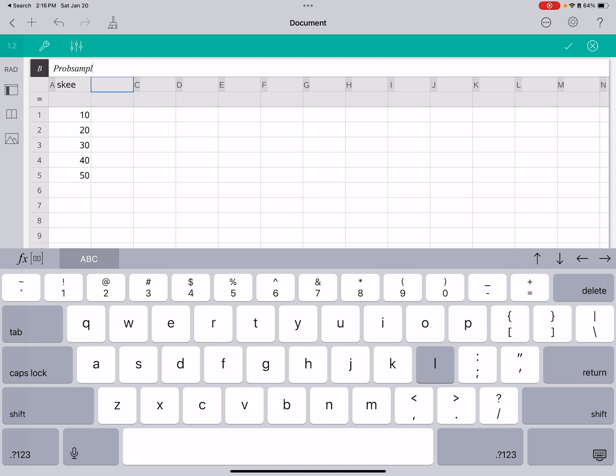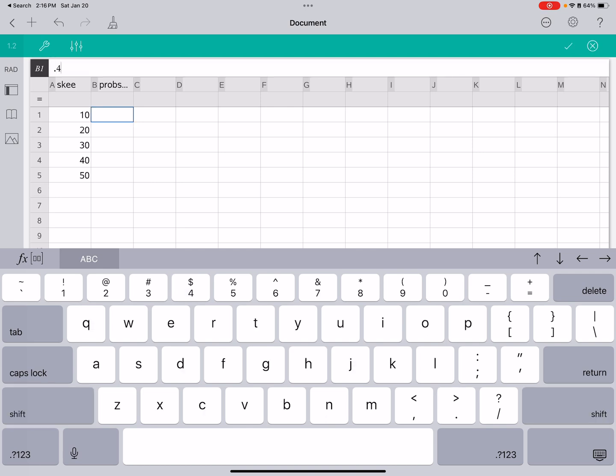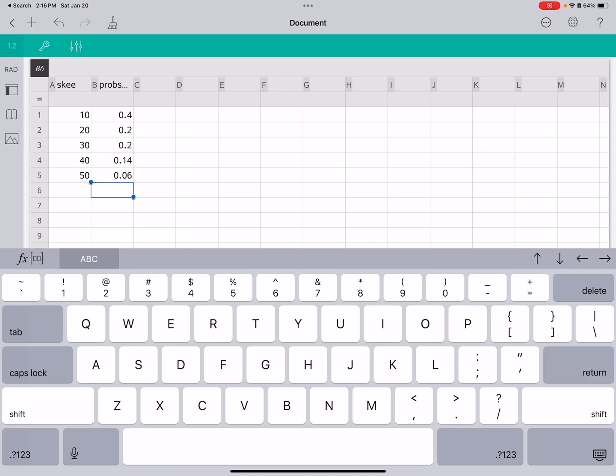I'm just putting probability sample. All right, so here is going to be 0.4, 0.2, 0.2, 0.14, and 0.06. All right, and I told you guys to go ahead and put C and D also in there. And if you did, you want to jump over to column E because you don't want it to overwrite your data. But I'm just doing one at a time.